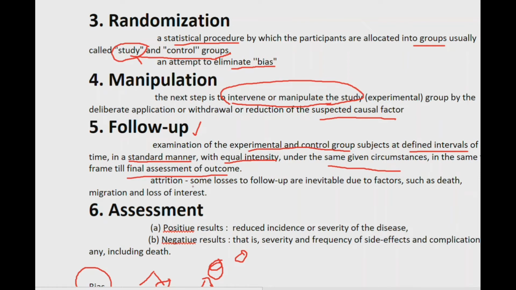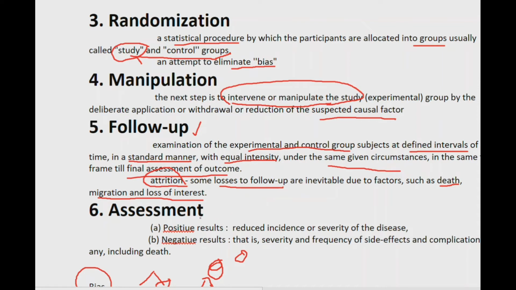Okay. In follow-up, we have to know a term known as attrition. We follow up the study and control groups for a particular period of time, so there may be some losses to follow-up. This may be due to death of the individual, migration of the individual, or loss of interest of the individual. All these factors may lead to loss of follow-up, which is known as attrition.